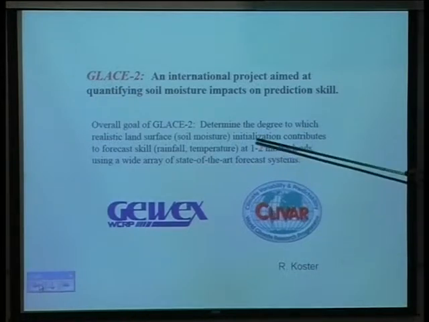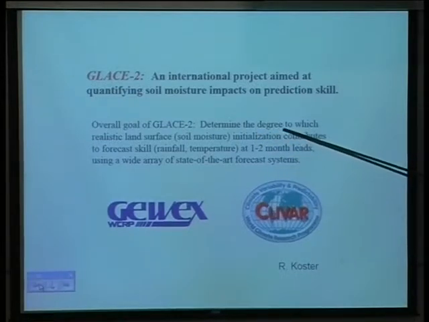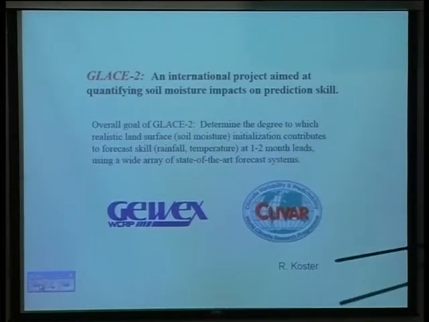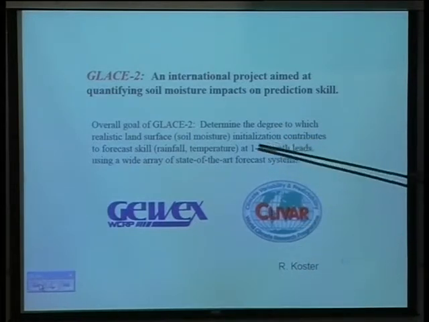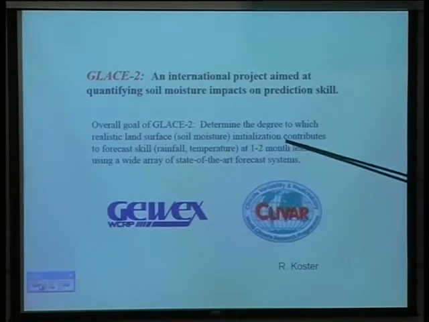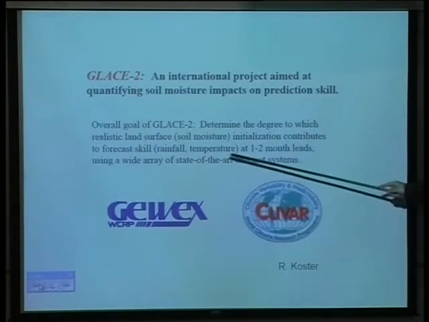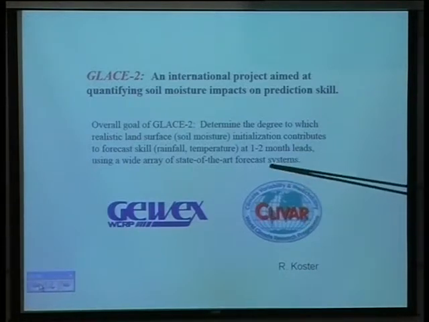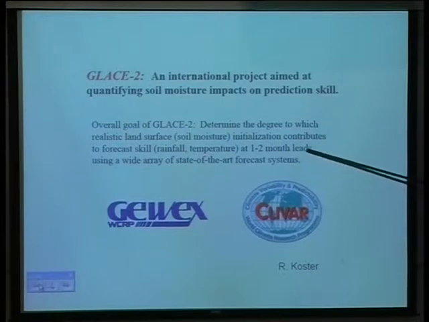So again, the goal of this GLACE-2 project is to determine the degree to which the realistic land surface soil moisture initialization, and again, realistic, well, maybe, contributes to forecast skill of the rainfall and temperature at 1 and 2 month leads. So very short-term lead, and part of the reason for that is that if you go out, say, for 3 or 4 month lead, there's no impact. And again, it's using what at that time, this is about a 2 or 3 year old study, is a wide variety of state-of-the-art forecast systems.